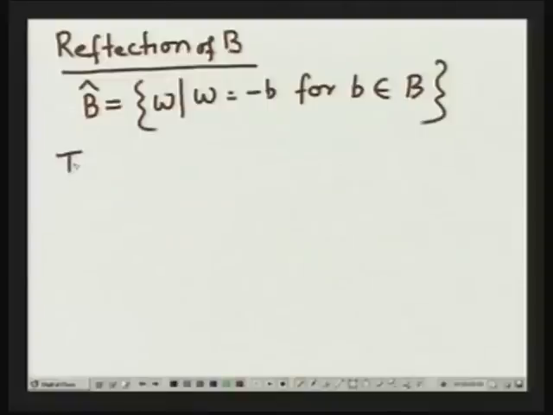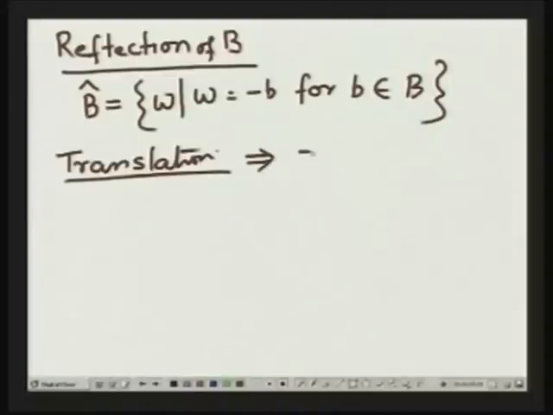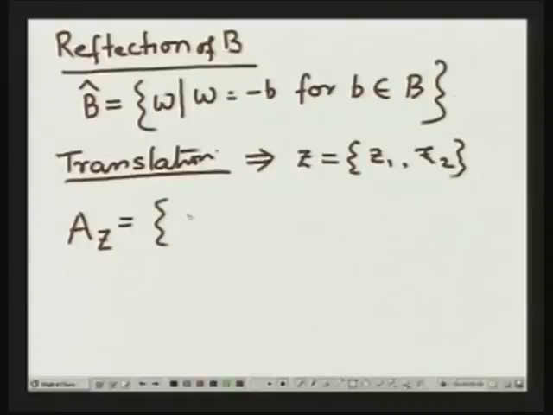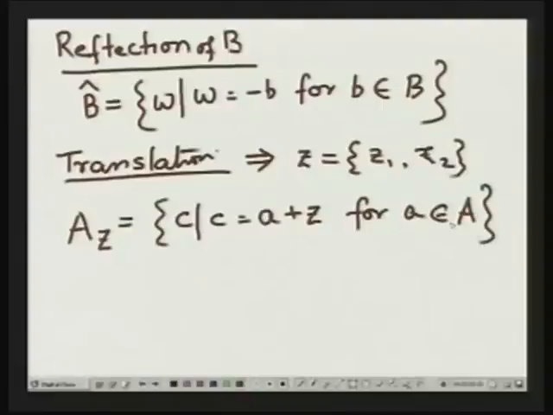Similarly, we can have a translation operation on a set. If we translate by a vector z, whose components are z1, z2, then the translation of a set A by vector z, represented by A with subscript z, is the set of all points C such that C is equal to A plus Z for A belonging to set capital A. So, if I shift all the points belonging to set A by this vector Z, then the set of all those shifted points forms the set A Z, or the set A translated by vector Z.